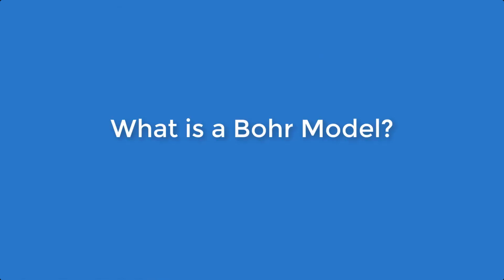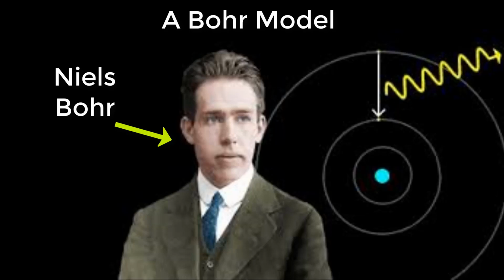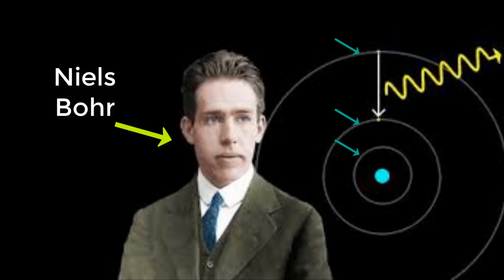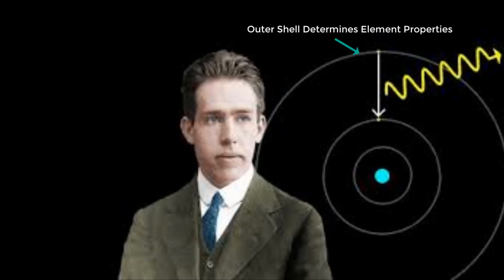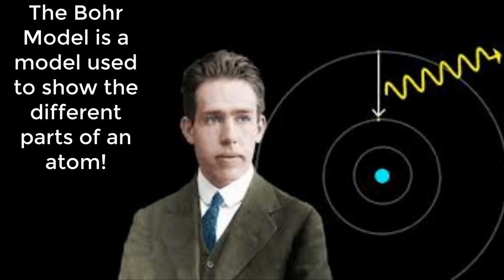First things first, what is a Bohr model? A Bohr model was invented by a scientist named Niels Bohr, who was the first to discover that electrons travel in separate energy levels or shells around the nucleus, and that the number of electrons in that outer energy level or shell determines the properties of an element. Pretty cool, huh? Niels drew a model to represent this new knowledge to show the different parts of an atom.